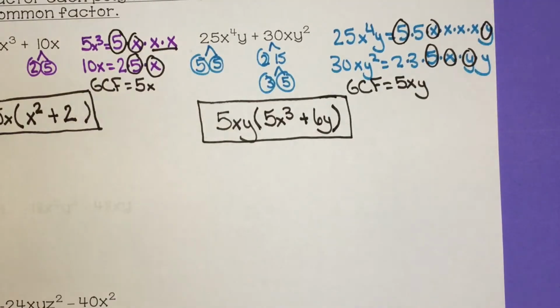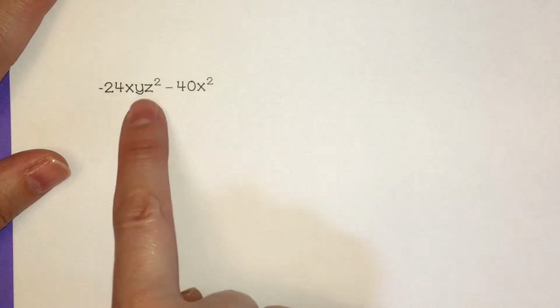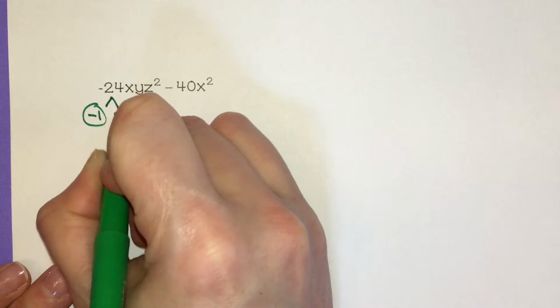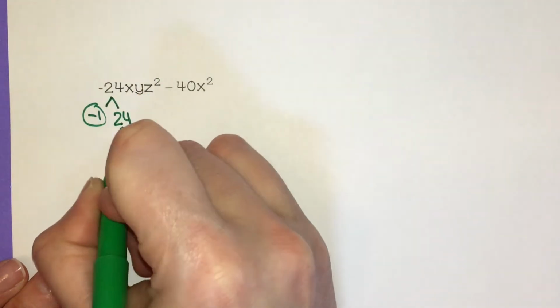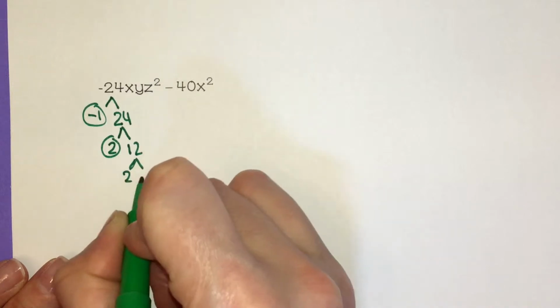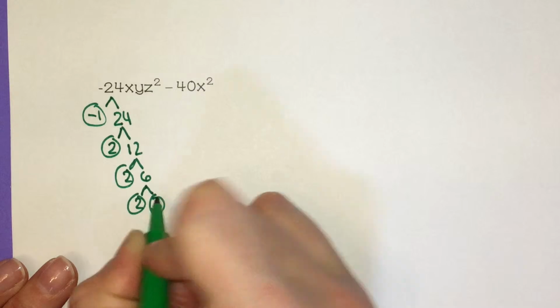Okay, so let's try another one. This one has a few more variables. This one has x, y, and z involved. So I'm going to start by breaking down negative 24 is negative 1 times 24. 24 is 2 times 12. 12 is 2 times 6. 6 gives me 2 times 3.